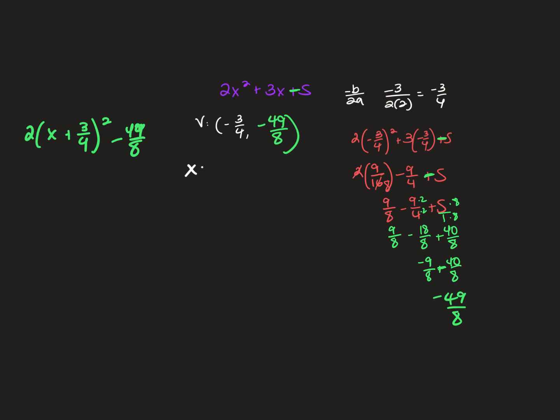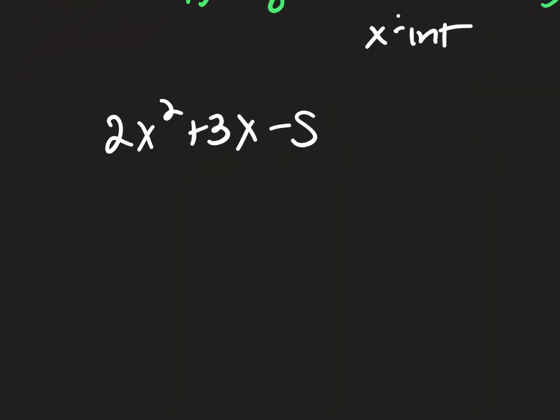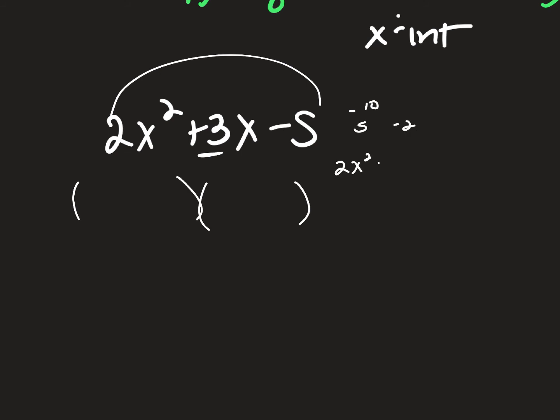Then I've got x-intercepts, which are going to come from factoring, and you will be able to factor tomorrow's. So I'm going to take this, and I could factor it. So I could do either trial and error or multiply the first times the last, negative 10, find the factors of negative 10 that sum to positive 3, which are positive 5, negative 2. Replace your middle term, and then factor by grouping.